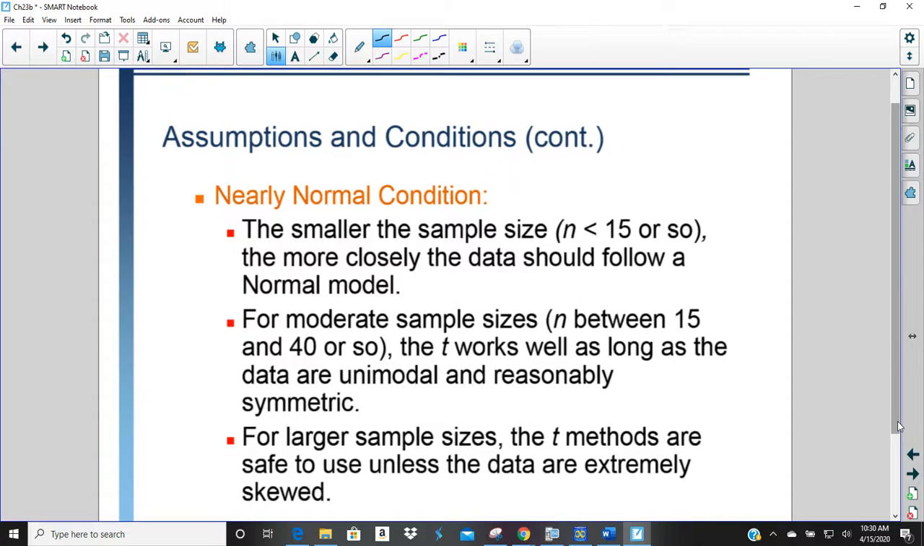Moderate samples, so between 15 and 40, they're saying. I also have seen 30. Hopefully the examples will either be smack dab in the middle, like the number 25 or something, or they'll be really big, like over 100. That's what I would hope for. But between 15 and 40, they're saying it has to be unimodal and reasonably symmetric. So no major skewing. So, slightly skewing is what I would say. Large samples, we don't care if it's unimodal, but it can't be extremely skewed.